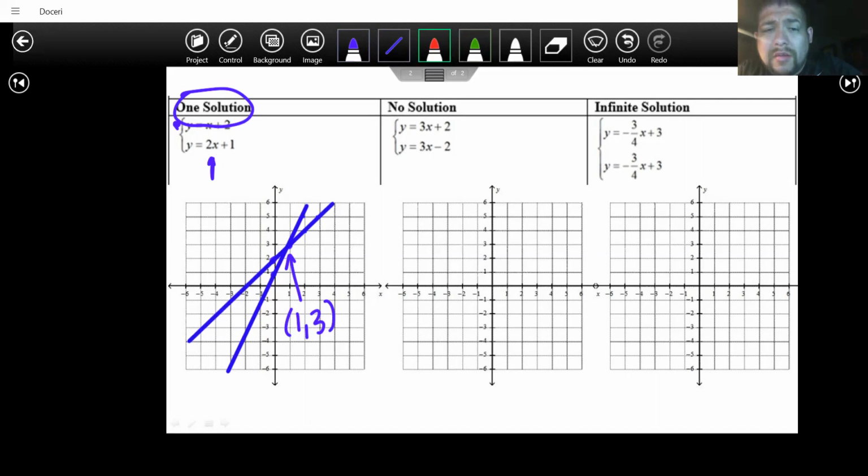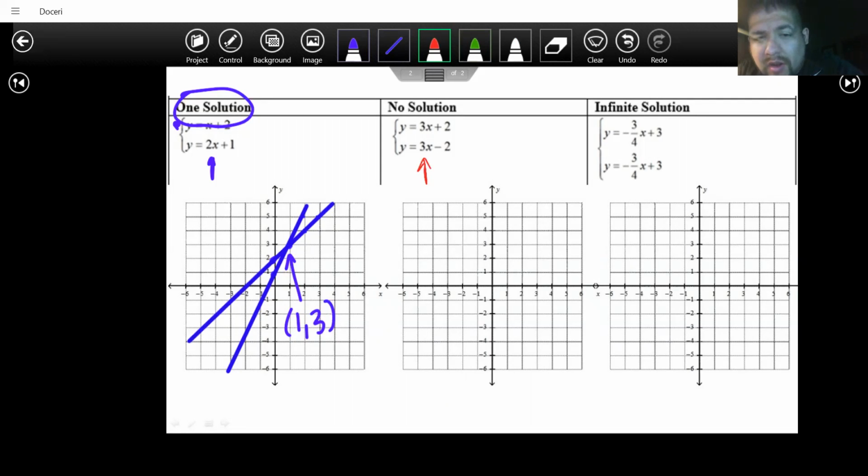Our conditions are a little bit different for this one. We have almost the same graph, sorry. We have the same slope. So because we have the same slope, we're going to be able to identify something about it. It's either going to be infinite or none. In this case, it's no solution.